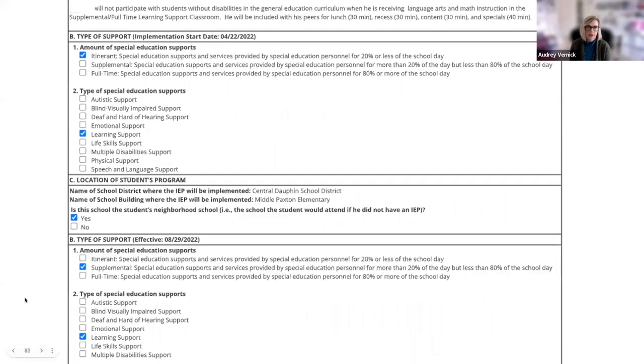Here is an example of the different types of support that might be implemented. Learning support, is it the neighborhood school? Again, the law really emphasizes having the child close to home and in gen ed as much as possible. Supplemental education supports rather than full-time, which is interesting, learning support, et cetera. What other things might be needed?